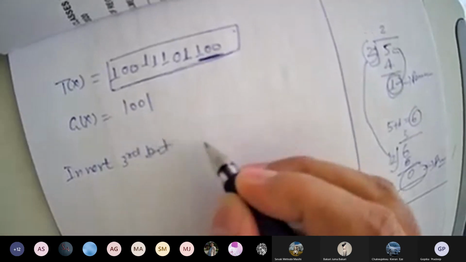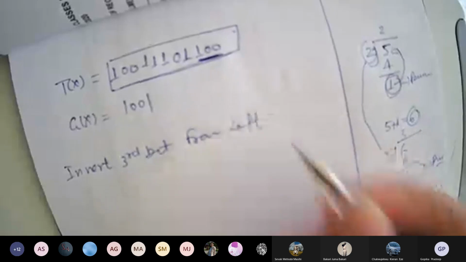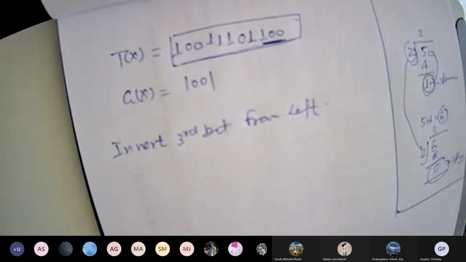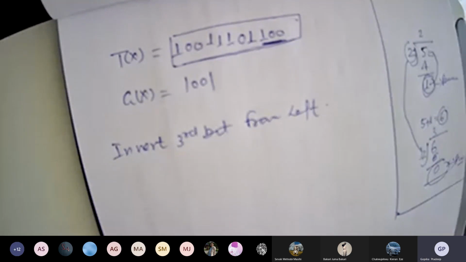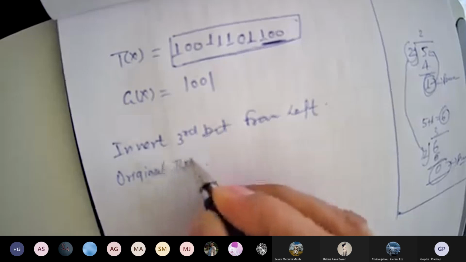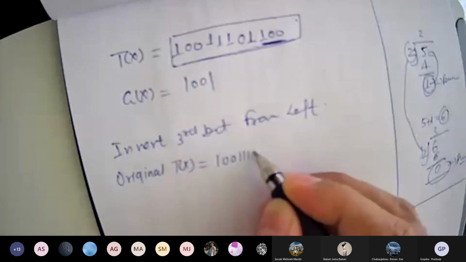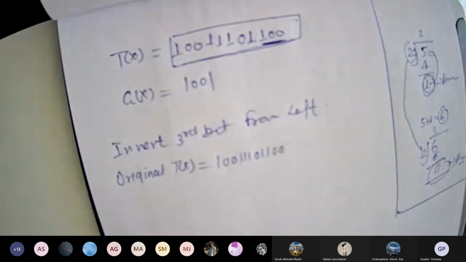Now, what is the question? Invert the third bit from the left. That's what you have to do. So what was your original TX? Transmission bits 100111 01100. This is your original bit stream which you have to transmit.